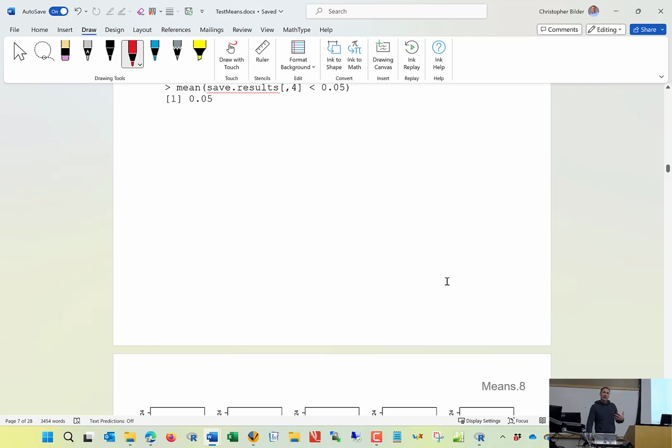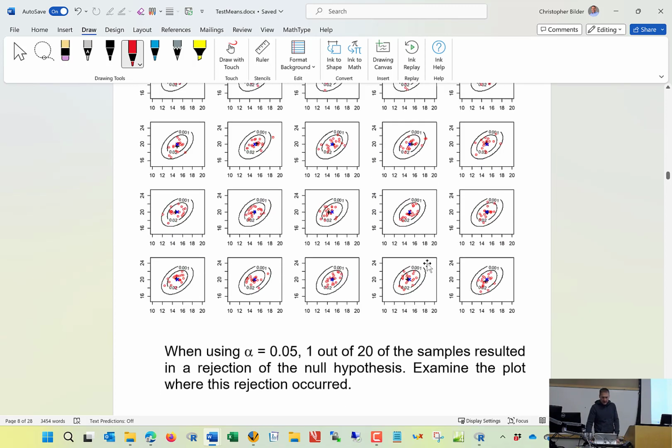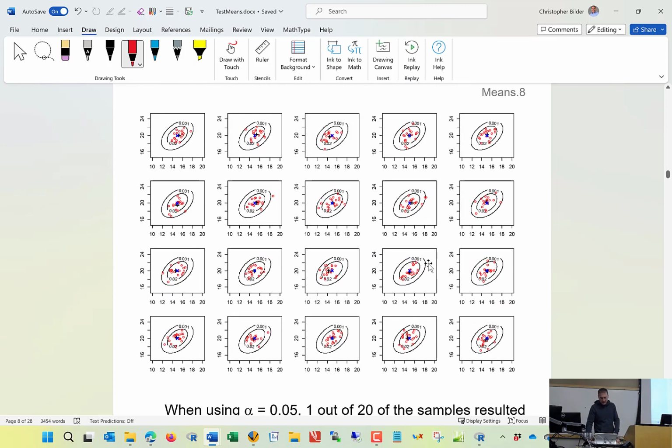And this is actually what you expect to have happen. Because if alpha is 0.05, that means you have a type 1 error rate of 5%. 5% times 20 is 1. Okay? And you can see then the corresponding scatter plots.